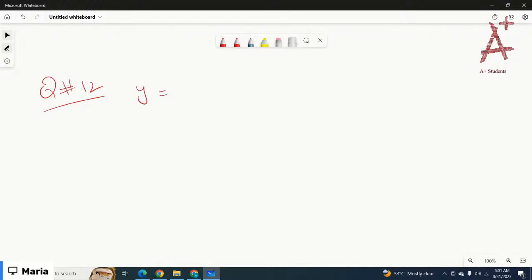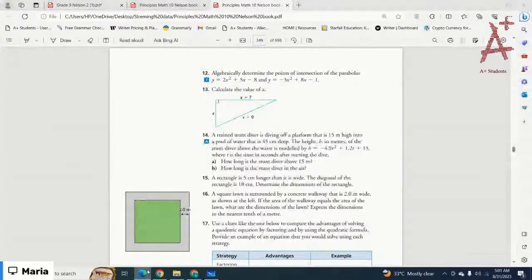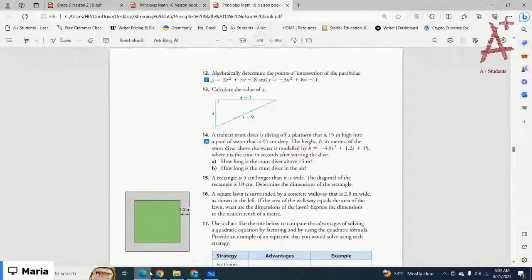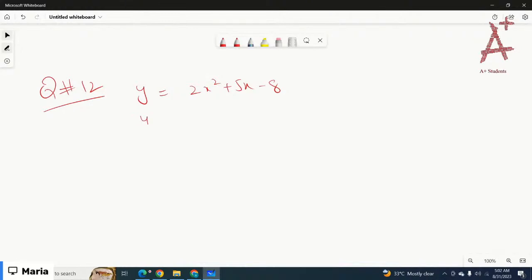They are y equals 2x square plus 5x minus 8, and the other equation is y equals negative 3x square plus 8x minus 1. Hold on, let me just confirm. Plus 8x minus 1. Okay. So you have to calculate the point of intersection of the parabolas, right?